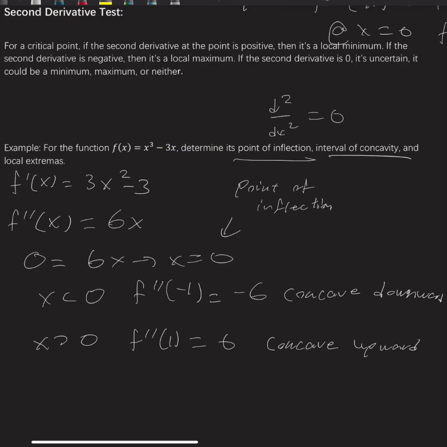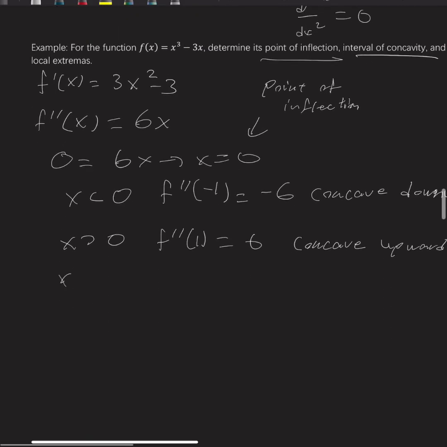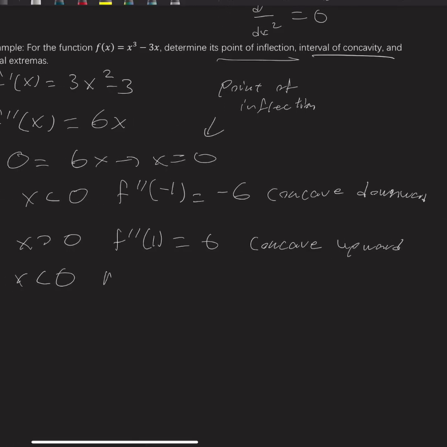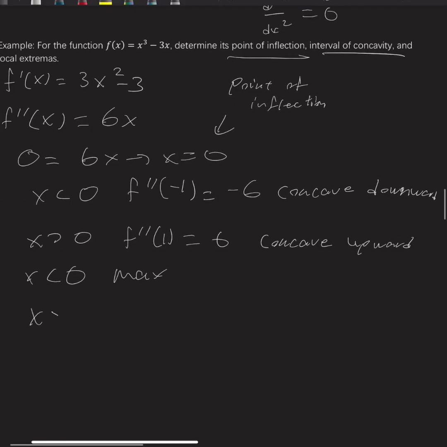So over x less than 0, it's concave downward, which means that it has a maximum. For x greater than 0, it's concave upward, which means that it has a minimum.